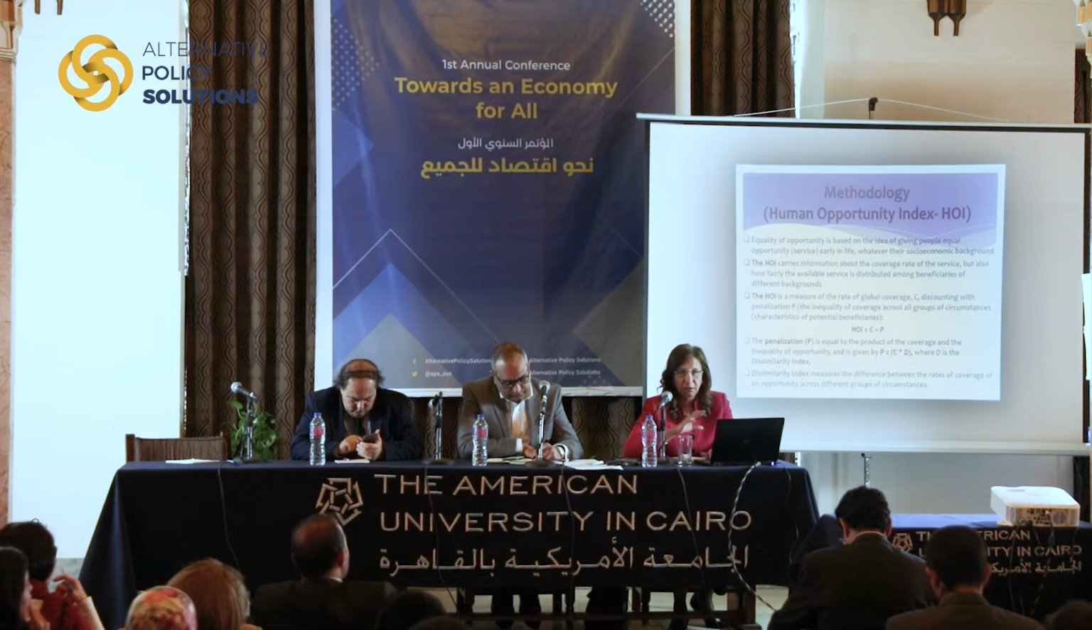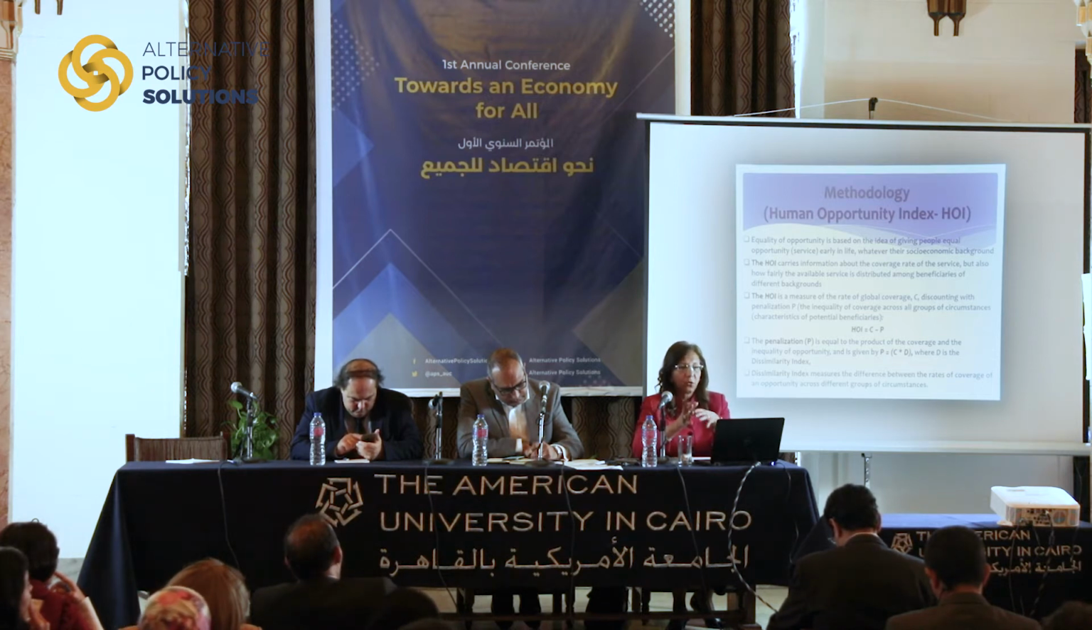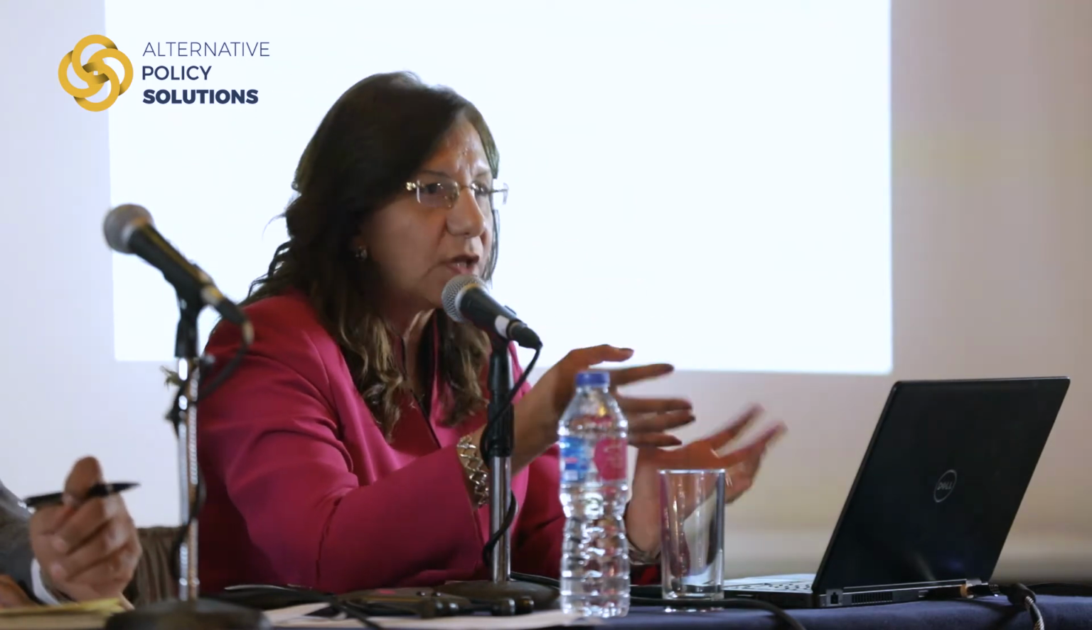For the Human Opportunity Index, which is the main topic in this paper, in summary, it is equality of opportunity based upon the idea of giving people equal opportunity, equal service. I give all households the same service equally, whatever the socioeconomic background. This is what we mean by equality of opportunity. But in reality, this has not happened, because the Human Opportunity Index means I'm talking about a global coverage rate, but from this coverage rate the inequality among households is subtracted. So it gives how much those people have equal opportunity of access to this service. And since I'm talking about food security, the Human Opportunity Index about food security gives how much people are equal in accessibility to food security.